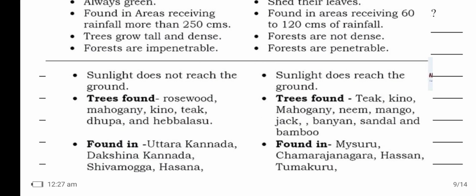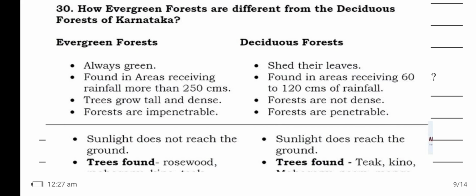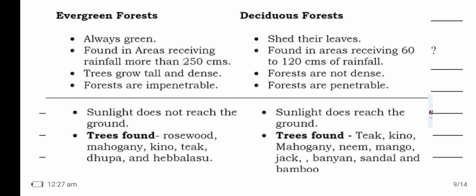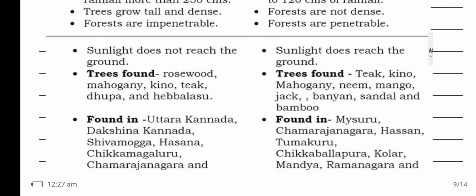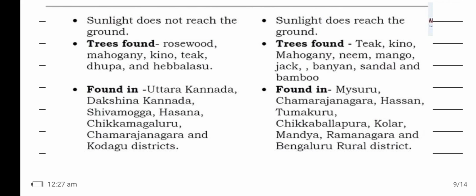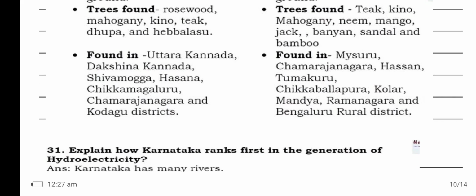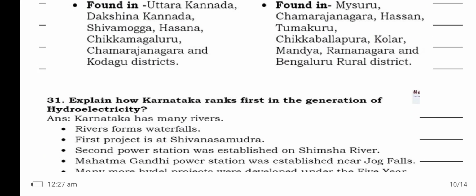and Kodagu districts. Now we'll read out the points of the deciduous forest. They shed their leaves, found in areas receiving 60 to 120 centimeters of rainfall. Forests are not so dense, forests are penetrable. Sunlight does reach the ground. Trees found are teak, kino, mahogany, neem, mango, jackfruit, banyan, sandal and bamboo, found in Mysore, Chamarajanagar, Hassan, Tumkuru, Chikkaballapura, Kolar, Mandya, Ramanagara and Bengaluru Rural districts.